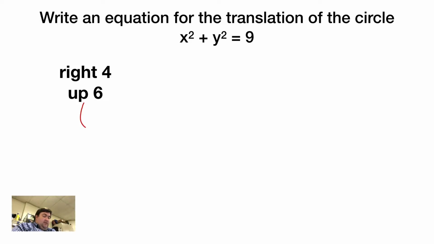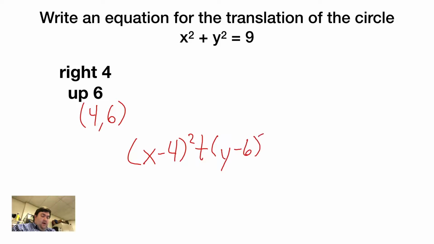So my new center, if it went right 4, would be at 4. And up 6 would be 6. So then I can just say x minus 4 squared plus y minus 6 squared equals. Now, for the size of the radius squared, what I have to remember is, in this case, if I'm just translating, it doesn't get bigger or smaller. It just stays the same. So because of that, it's just going to be equal to 9.